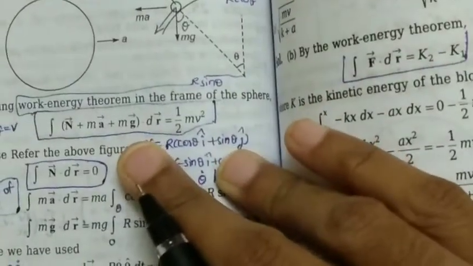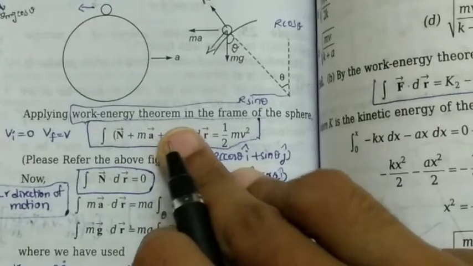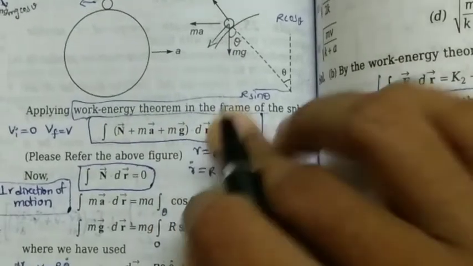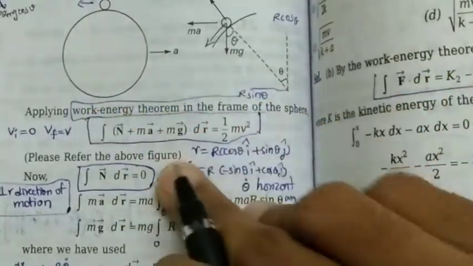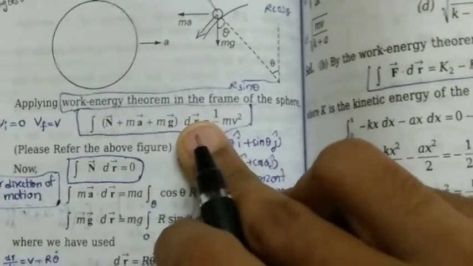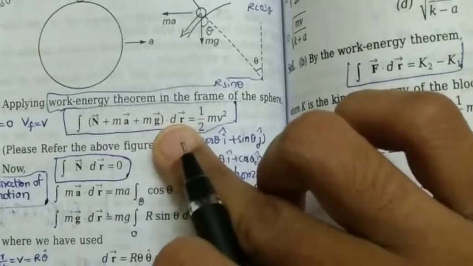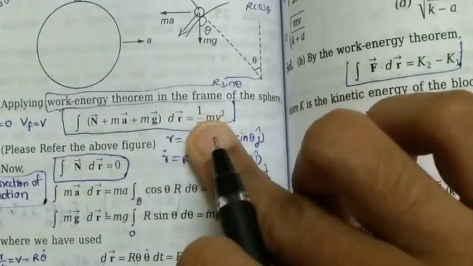And now we need to find out the speed of the particle at any angle theta. For that, we are applying the work energy theorem in the frame of the sphere. So again, in the frame of the sphere, we need to apply the work energy theorem. The integration of f dot dr is nothing but the energy of the particle, that is, the integration of all the forces acting on that particle equals the energy.